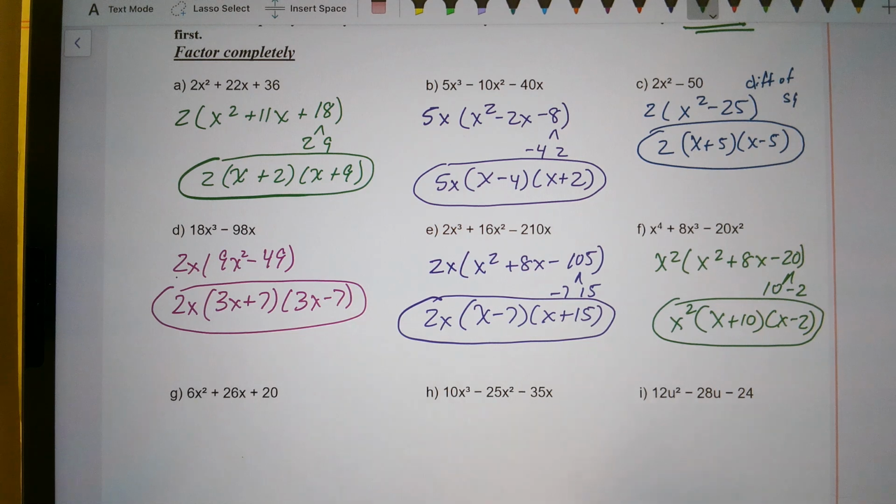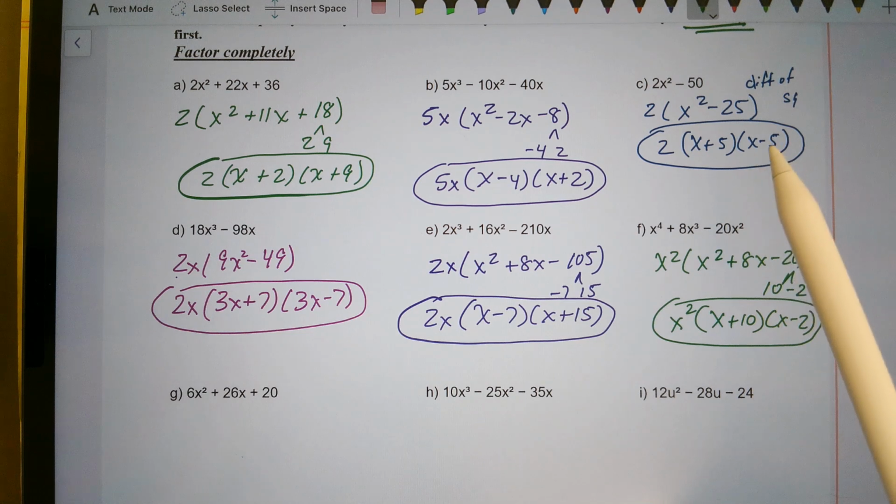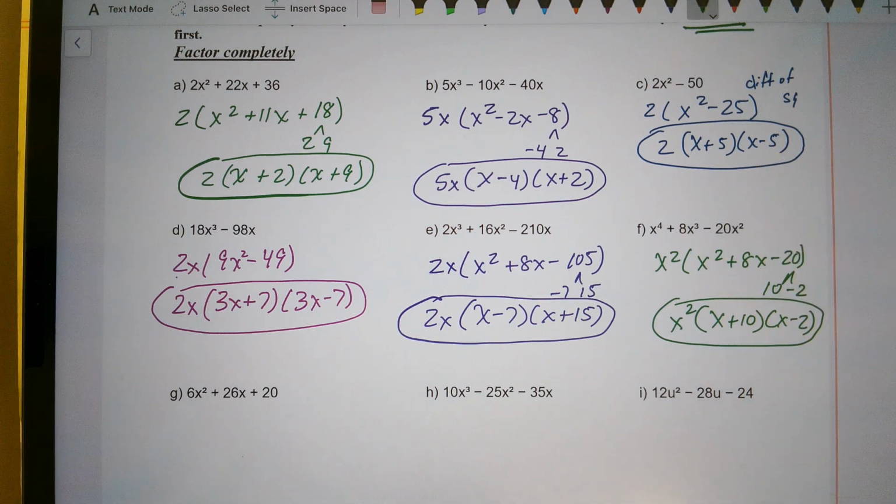Okay, so far, once we've factored out a GCF, we've had either a trinomial where the leading coefficient is 1, so we went right to the constant and found those factors of the constant that sum to the coefficient of the linear term, or we ended up with a binomial, which was a difference of perfect squares.